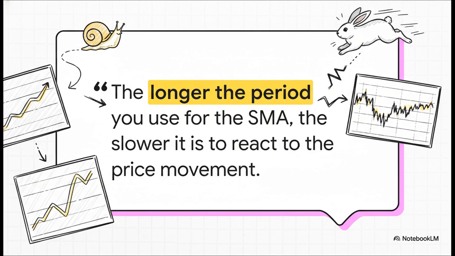And this brings us to the most important trade-off you have to get your head around when you're using SMAs. The golden rule is this: the longer the period you choose, the slower that line is going to react to price changes. It gives you a much smoother line for sure, but there's more of a lag. A shorter period, on the other hand, is way more responsive, but it's also going to get knocked around by the noise a lot more.